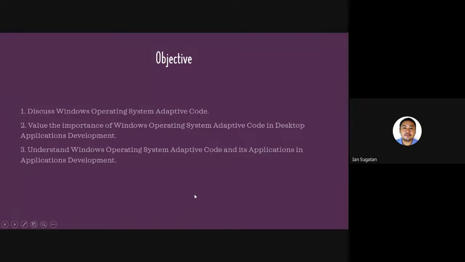So, to start with, our objectives are as follows. Number one, discuss Windows operating system adaptive code. Number two, value the importance of Windows operating system adaptive code in desktop applications development. And number three, understand Windows operating system adaptive code and its applications in applications development.